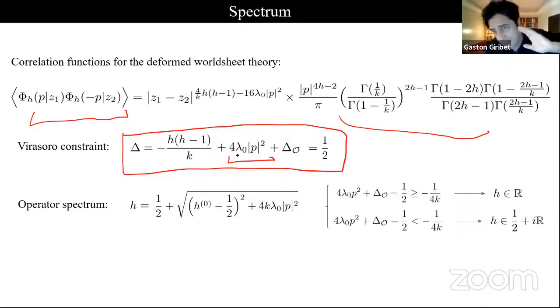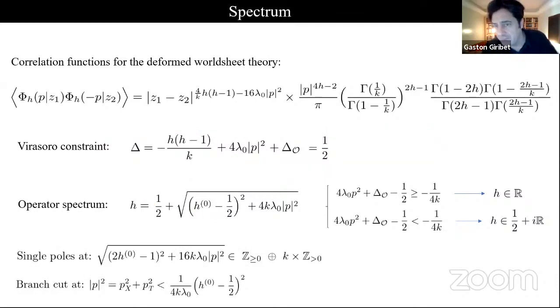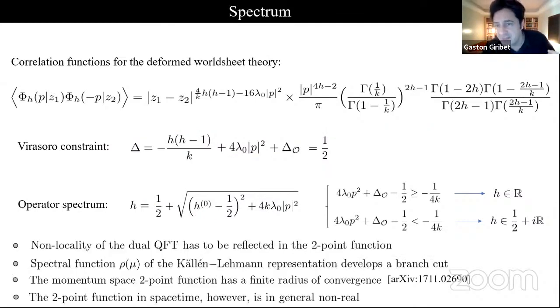I mean, we didn't make a first order in alpha prime. This is actually the full deformation of the spectrum. So if you compute the spectrum of string theory, H0 is the spectrum of the undeformed theory, and H is the spectrum of the deformed theory. You can see that if you put lambda to 0, H becomes H0, and this is the full spectrum of the theory.